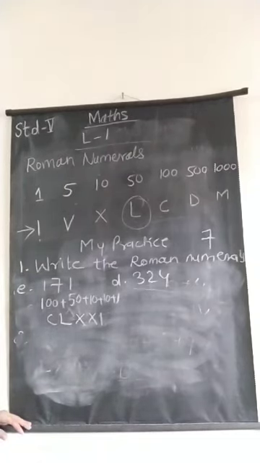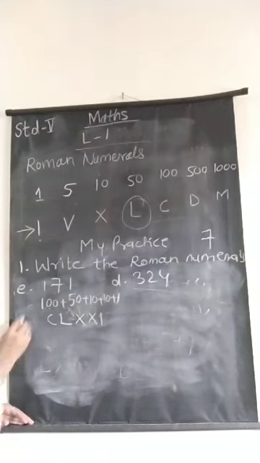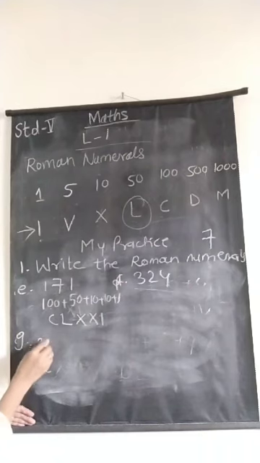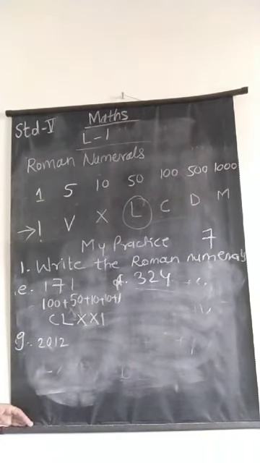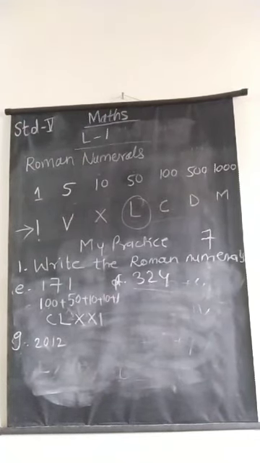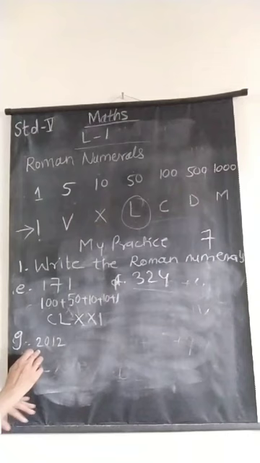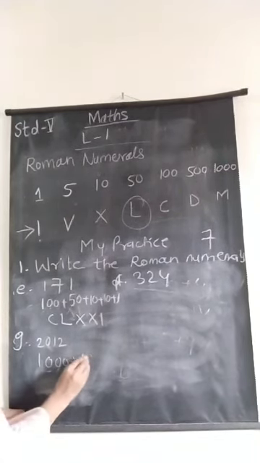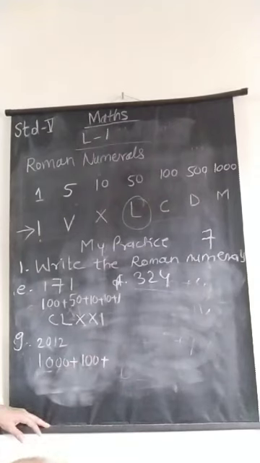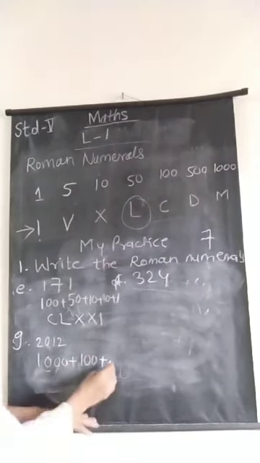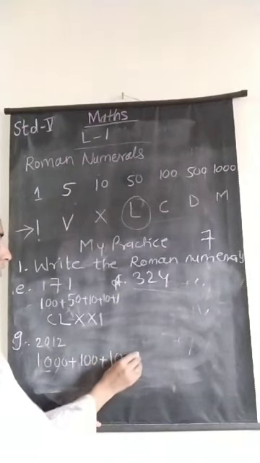The next is E and this one is F, the G, 2012. Now I have to write 2012 in Roman numerals. In Roman numerals, 2000 means 1000 plus 1000. So 2000 will be there. And 12, how we are going to write 12? 12 is written 10 plus 2.